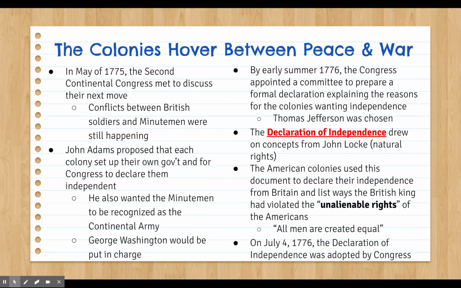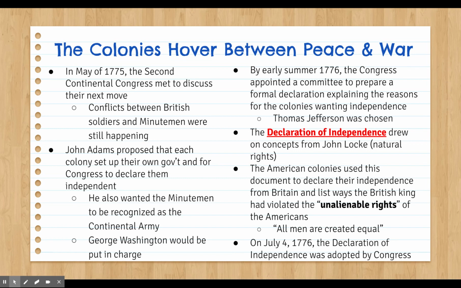The colonies hover between peace and war. In May of 1775, the Second Continental Congress met to discuss their next move. Conflicts between British soldiers and Minutemen were still happening. John Adams proposes that each colony set up their own government and for Congress to declare them independent. He also wanted the Minutemen to be recognized as the Continental Army. George Washington would be put in charge of the Continental Army.